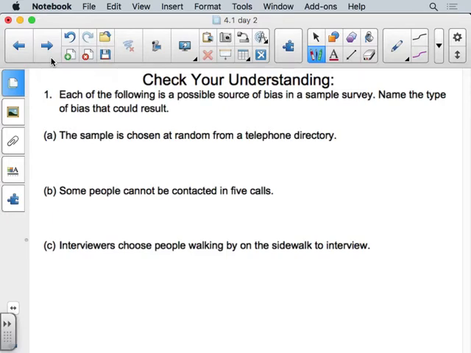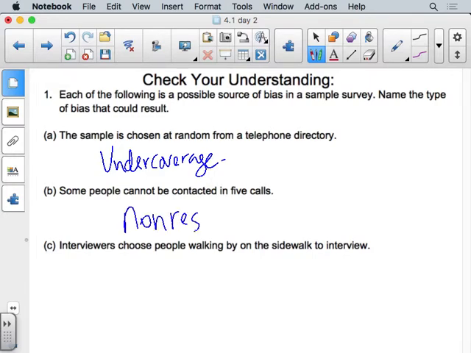Okay, so kind of the same thing here. The sample is chosen at random from a telephone directory. So this is kind of the same thing as the landline phones, like a telephone directory. Again, I don't think my number's in a telephone directory, like a cell phone. So the name for this one, again, is under coverage, and we're just totally missing out on people who are not in the directory. So some people can't be contacted, like I call and call and call, click that, so they never responded, so it's non-response bias.